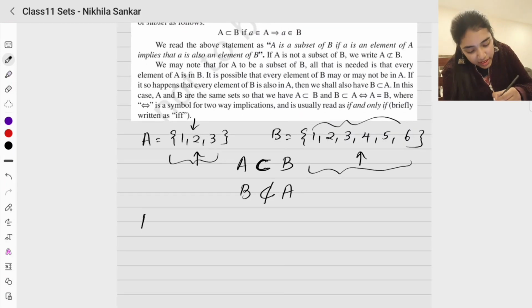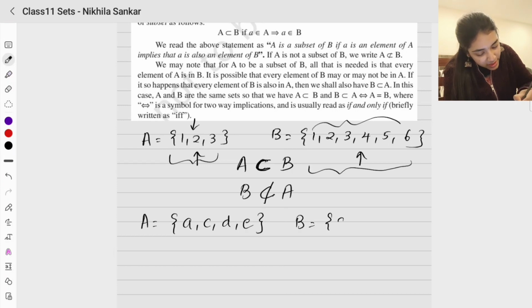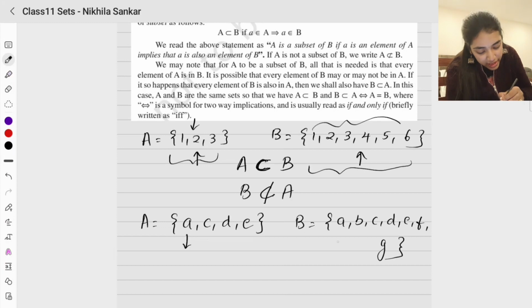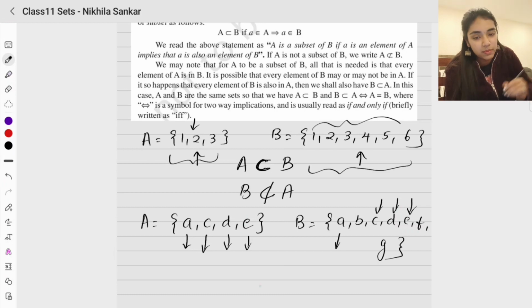Okay, for example, I'll give you another example. A equals A, C, D, E, and B is equal to A, B, C, D, E, F, G. இது வரைக்கும் இருக்குன்னு வச்சுக்கோங்க. I see that A is going to be in B, C is going to be in B, D is going to be in B, and E is also going to be in B. So I see that A is a subset of B.